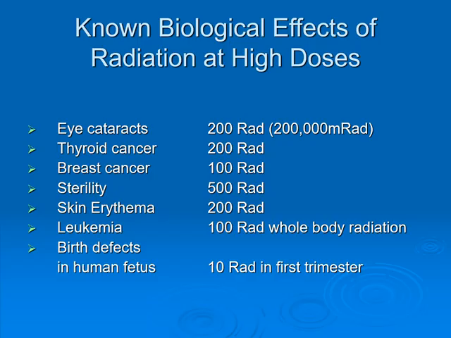As you can see, the typical occupational exposures are nowhere near the known biological effects of radiation at high doses. Eye cataracts have been seen with exposures greater than 200,000 millirads, or 200 rads. Thyroid cancer has been seen with exposures to the thyroid of over 200 rads. Breast cancer, 100 rads. Sterility, 500 rads. Skin erythema, or reddening of the skin, 200 rads. Leukemia has been seen with exposures of greater than 100 rads to the whole body. In addition, we've seen birth defects when the exposure is greater than 10 rads in the first trimester.